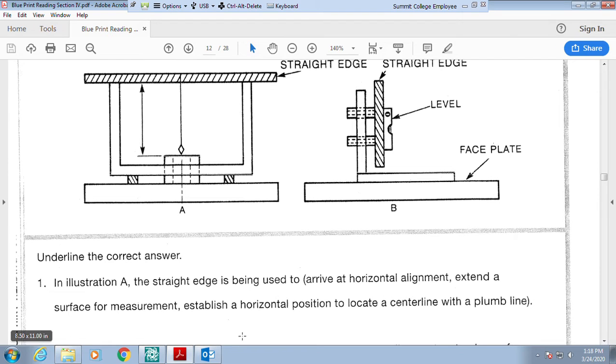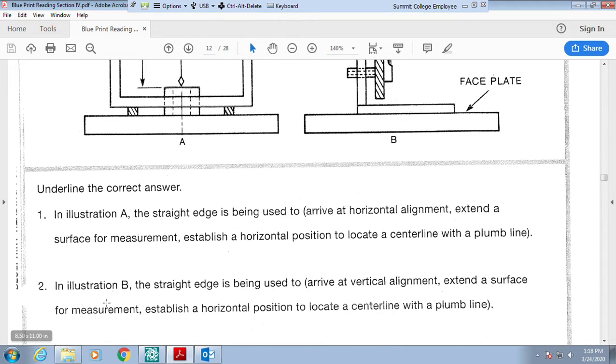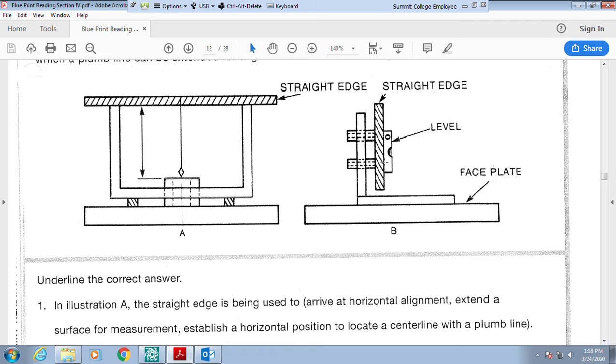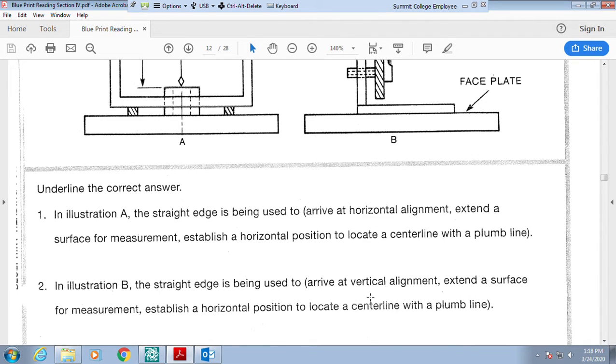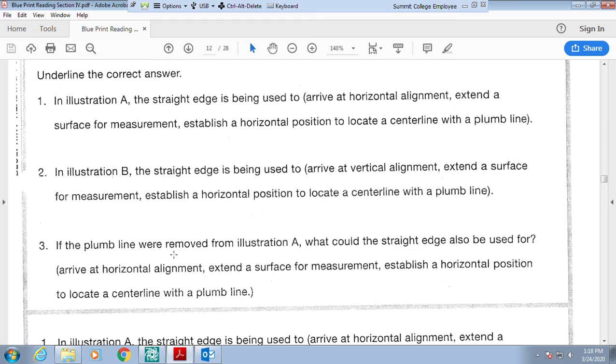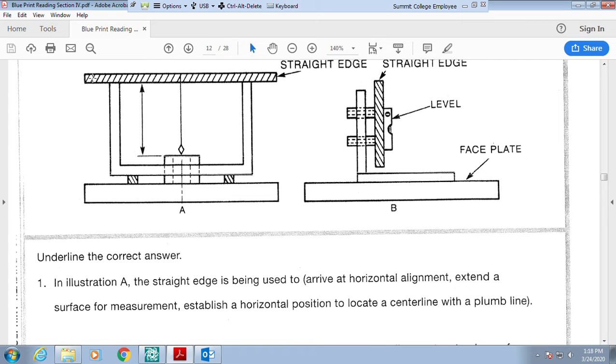Okay, so how are we using it? Well, we're using it to locate a center because we can see here long, short, long. This shows us the center. All right, in illustration B on the right, how is the straight edge being used? Well, we have the straight edge here, and we're trying to find out if our alignment is correct. Okay, so we're looking at a vertical alignment. And if the plumb line were removed from illustration A, what else can we use this for? Well, we can also establish a measurement here.